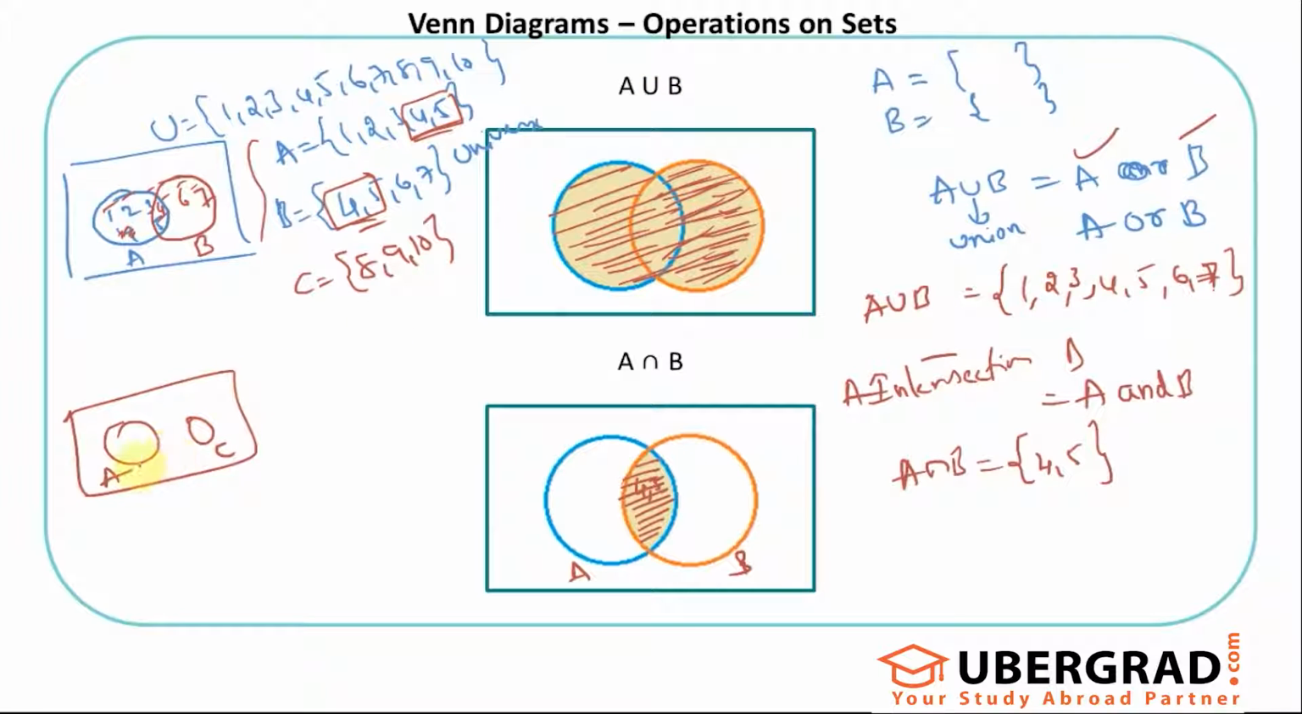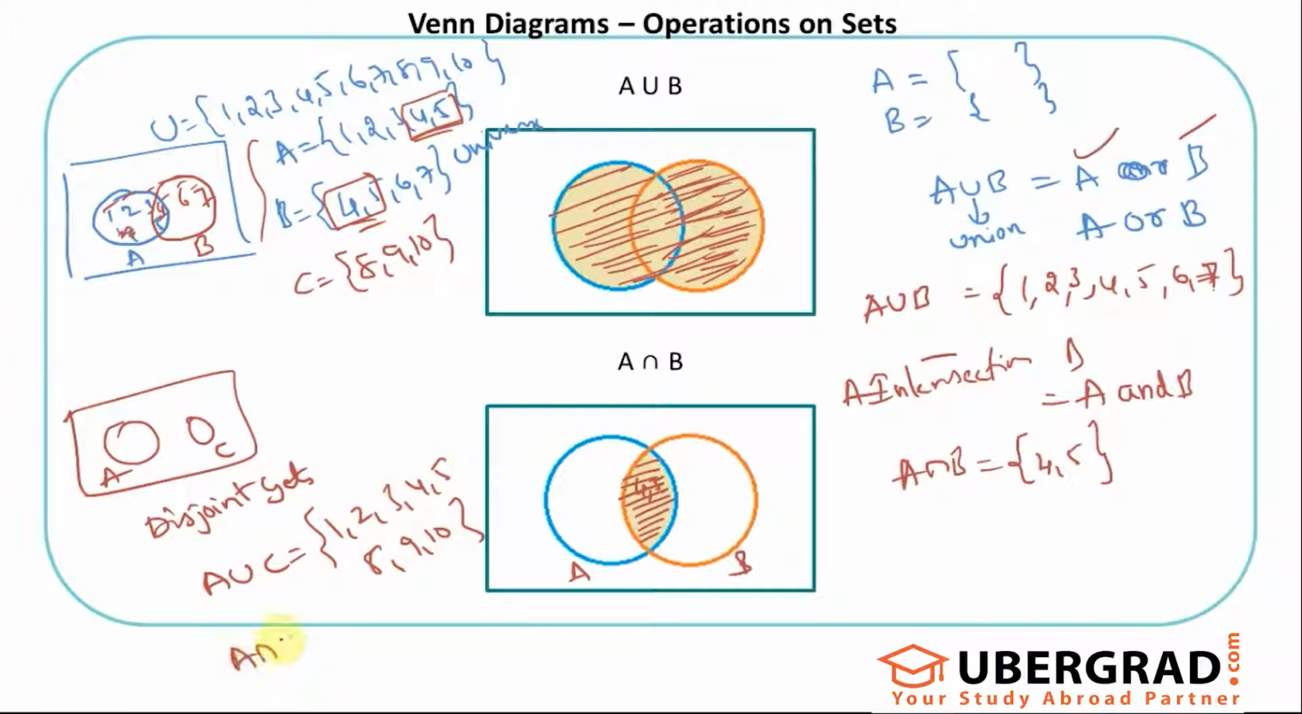And as I've shown here, A and C are not touching each other because A is 1, 2, 3, 4, 5, and C is 8, 9, 10. These are called disjoint sets. A union C will still be the same. As I said, I write every element which is appearing at least once. So 1, 2, 3, 4, 5, 8, 9, 10 is what A union C is.